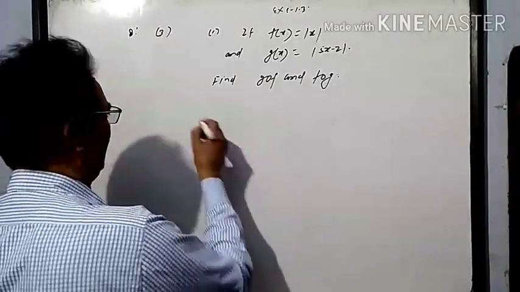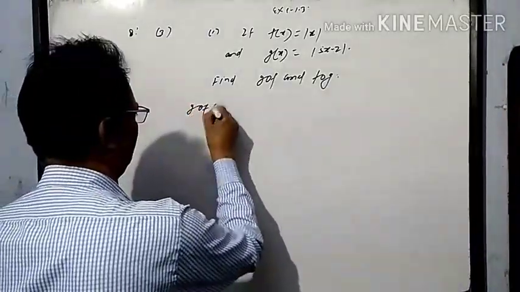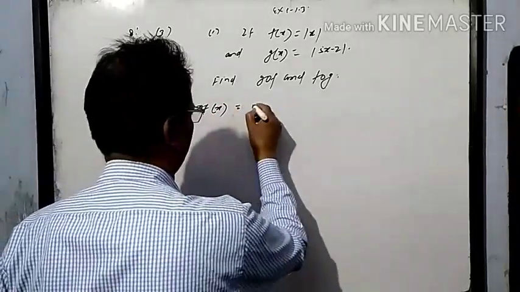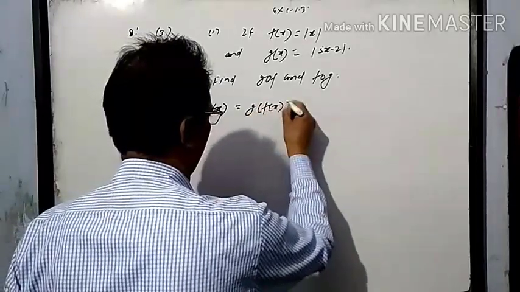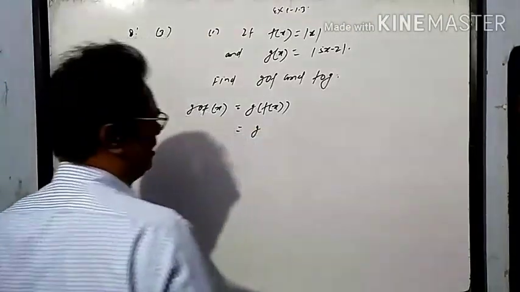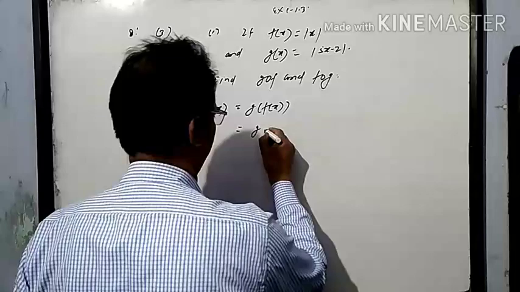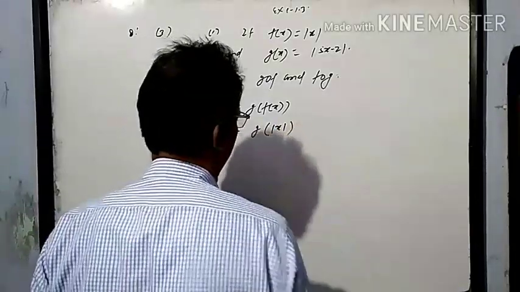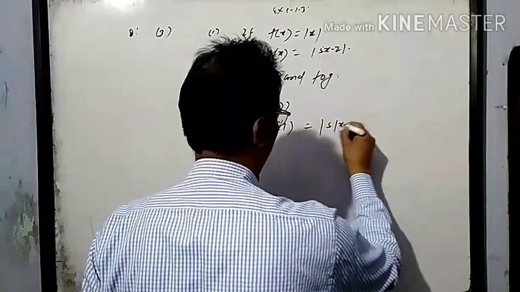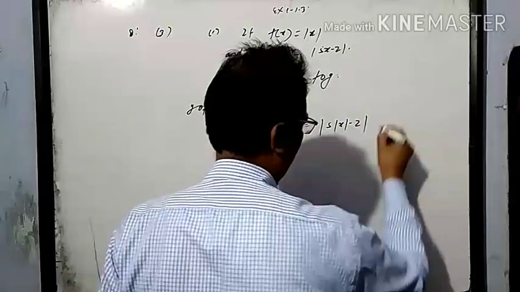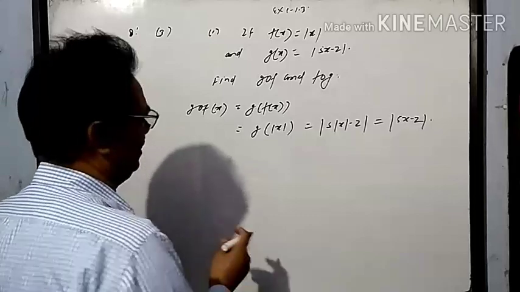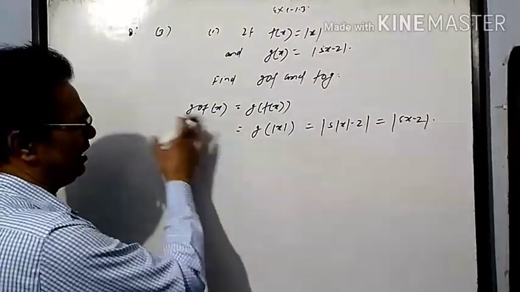First of all, we find the composite function of f and g. Composite function of f and g into x is equal to g into f(x), which is equal to g into mod x, and which is equal to mod 5 into mod x minus 2, which is mod 5x minus 2. This is the value of the composite function f and g.